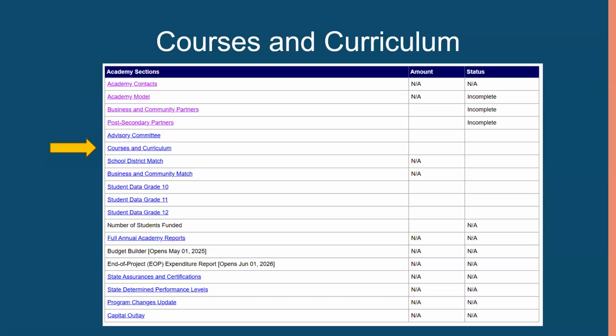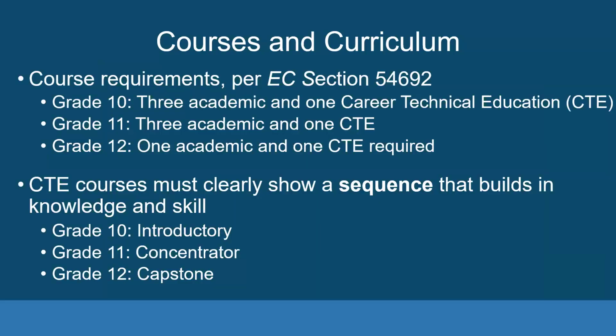Alrighty. Okay, so this next section is all about your courses and curriculum. So click that link. And this is where you are showing us what are the courses that are being offered to your CPA students at each grade level, grades 10, 11, and 12. And the requirements based on education code are that in grade 10, you're offering 3 academic courses and 1 CTE course. At grade 11, the same thing, 3 academic and 1 CTE course. And then at grade 12, we only need you to show us 1 academic and 1 CTE course. That's the minimum requirements, right?